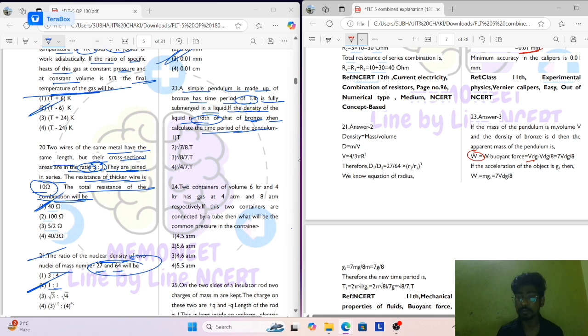So it will be VdG minus VdG by 8, so 7 VdG by 8. This is the apparent weight of the pendulum when it is submerged in the liquid. So W1 equals mg1, and from this you can get g1 equals 7g by 8.